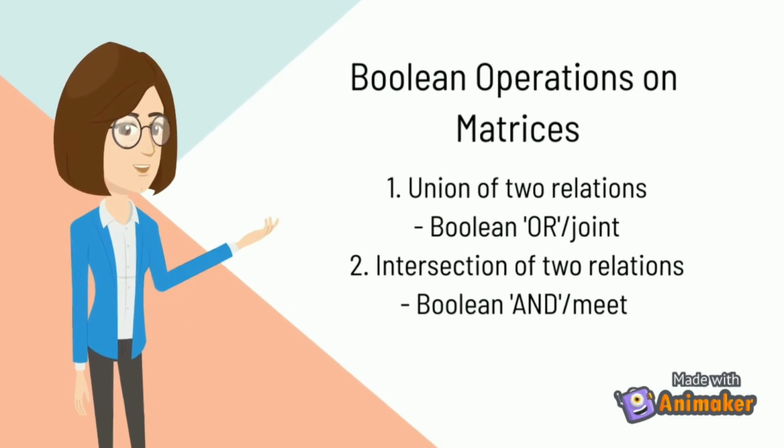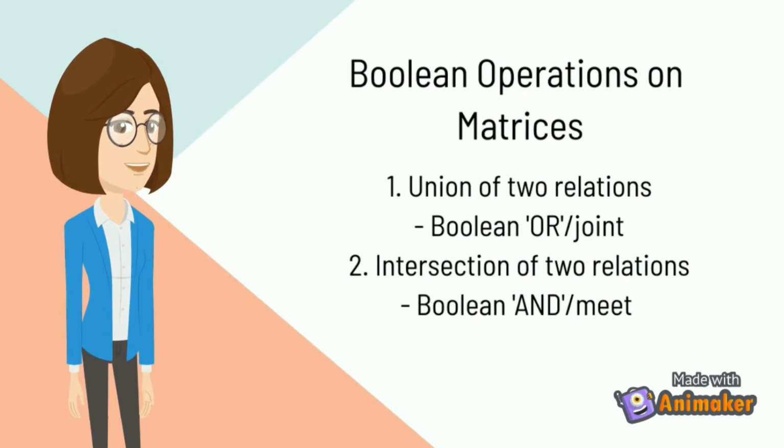Let's now look at the Boolean operations on matrices. For a union of two relations, we use Boolean OR, or join. As for the intersection of two relations, we are going to use Boolean AND, or meet.